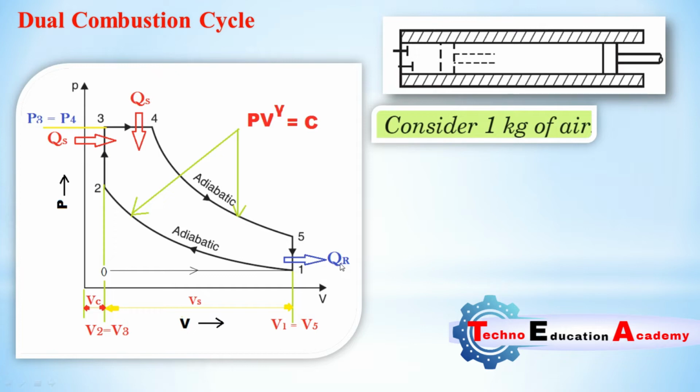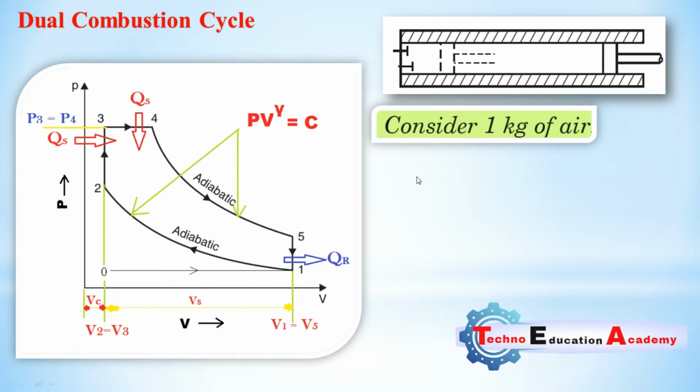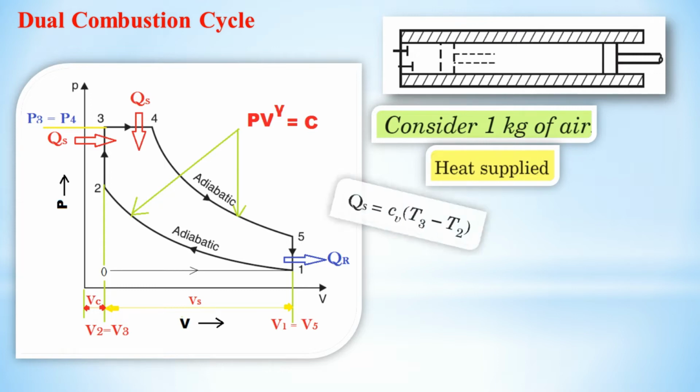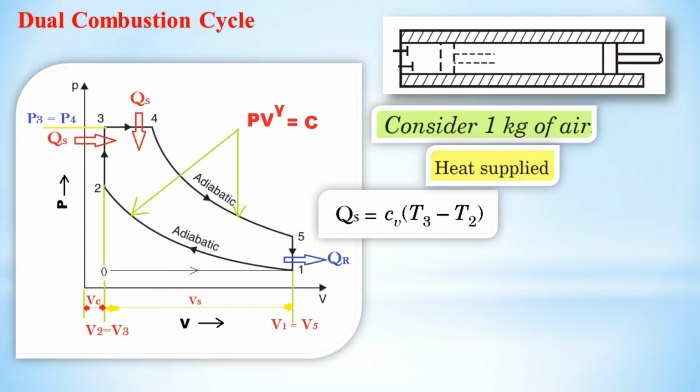Here you can see QR. In the 5 to 1 process, the cycle will reject the heat, and during process 2 to 3 and process 3 to 4, we supply the heat energy at constant volume and constant pressure. Here we are considering 1 kg of air, M equal to 1 kg. As we discussed, we supply the heat at constant volume and constant pressure.